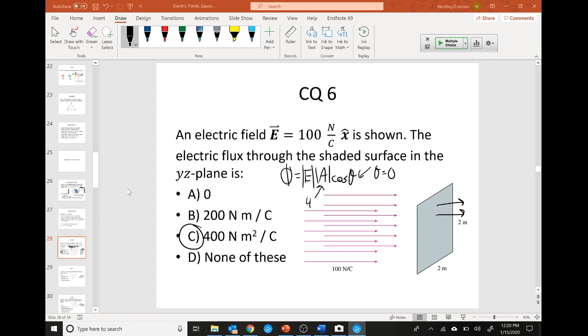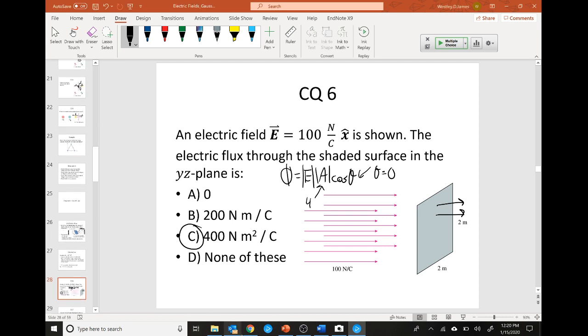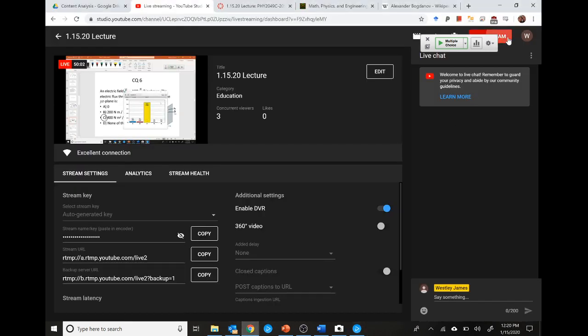Yep. So there's a point where you have the electric field to the right and the force goes to the other way. Yes.